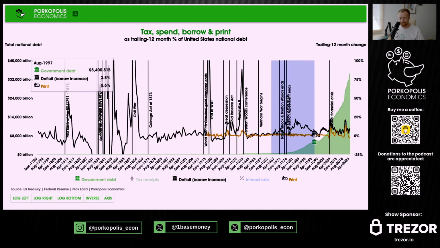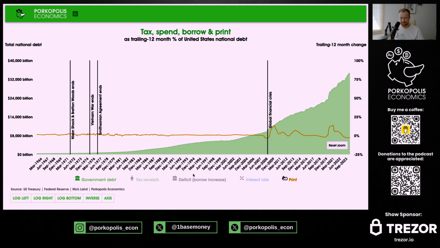Now I'm going to go to the Nixon shock. Take off the deficits again. We're just looking at the money print. Basically, from the end of the Vietnam War, this is the full fiat standard started. Nixon closed the gold window all the way to the global financial crisis. Look at this. How much money was the Federal Reserve printing on a trailing 12-month basis? Because that's really what this is saying.